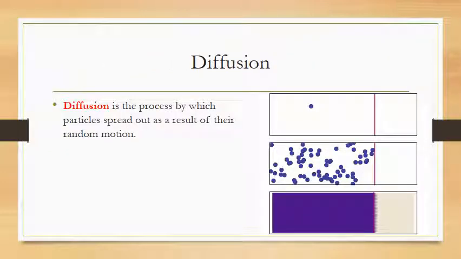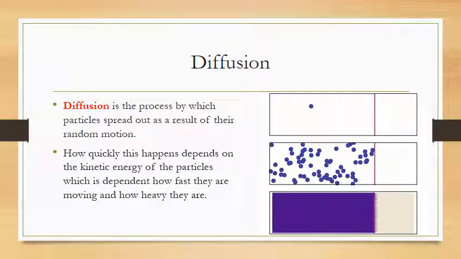A special term is also known as diffusion, and diffusion is the process by which particles spread out as a result of their random motion. If we were standing in the middle of the room and we started moving off in random directions, eventually we would cover the entire room. How quickly this happens depends on the amount of energy, how fast the particles are moving, and also on how heavy they are. Heavier objects or particles move a lot slower. I move a lot slower than you do.